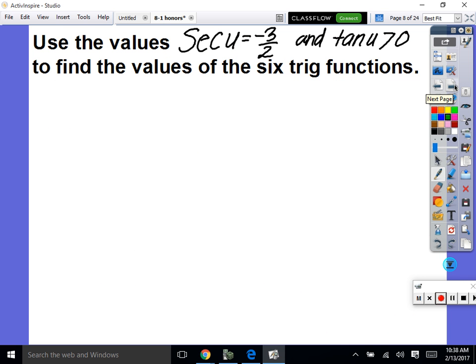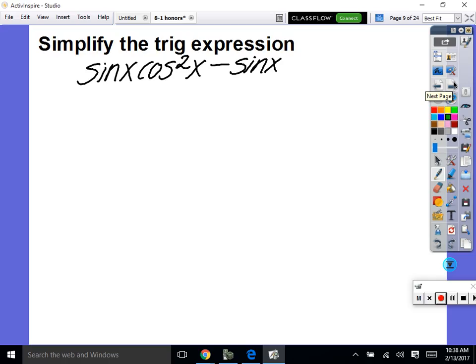Here we go. I think I'm going to start right away. Simplify the trig expression. So the first thing I do here is you just kind of got to go for it. Like, you have no idea where to start, and there's many ways to do it. So guys, understand the one way I do it in here does not mean that's the only way.